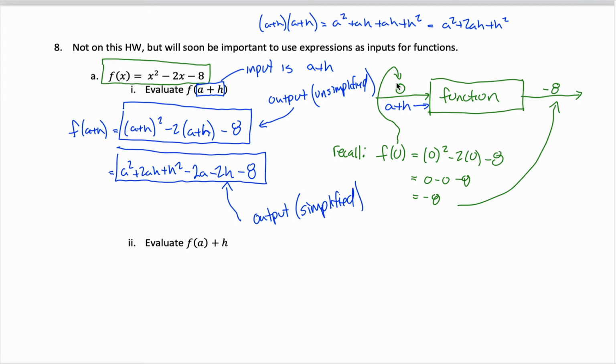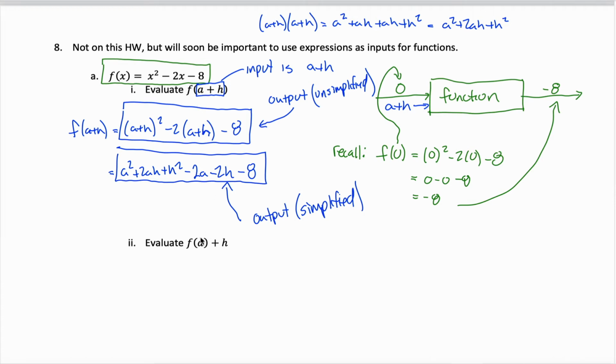The point is just, instead of putting in numbers like 0 into these machines, by copying what you see here, changing all the x's into zeros, we could put expressions like a plus h, for example, into a machine. And all you do there is you change all the x's into a plus h's. To see if that made any sense, let's see if we can make sense of this. Evaluate f of a plus h. You're like, it's the same thing.